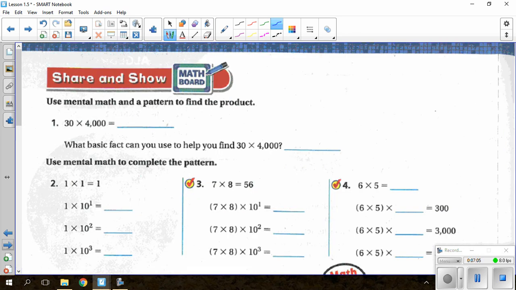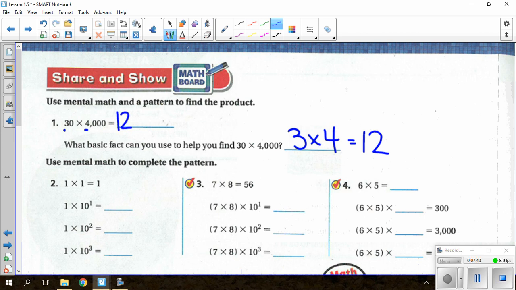On the next page, it says use mental math and a pattern to find the product. So for number 1, I have 30 times 4,000. Well, first of all, in order to help us find this product, I want to use the basic facts first and then work with the zeros. So I see that the 3 times 4 would be my basic fact. And I know that 3 times 4 equals 12.